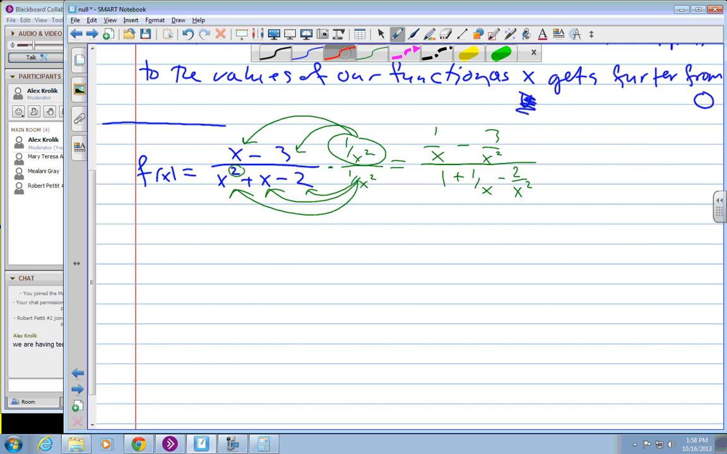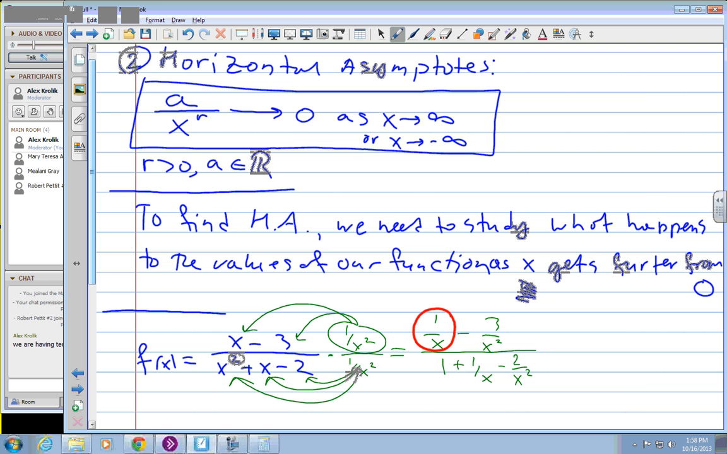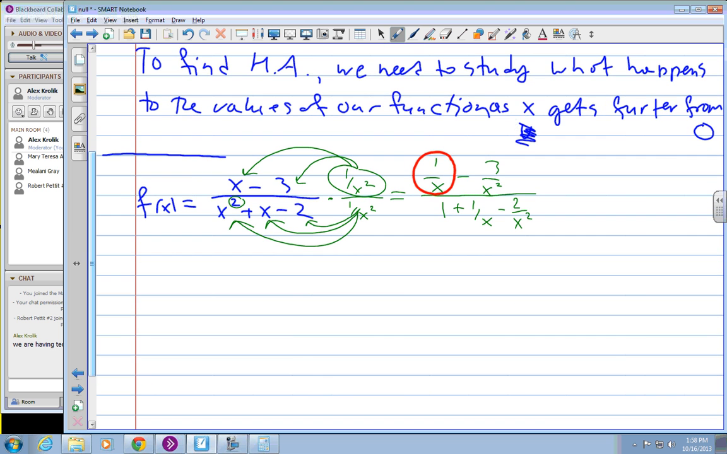But now let me ask you this. As x gets really, really big, what will happen to 1 over x? What does 1 over x get close to as x gets big? 0, right? Based on what I wrote here. Every time you have a constant over x to some power, it's going to go to 0 as x gets big. So this expression goes to 0.